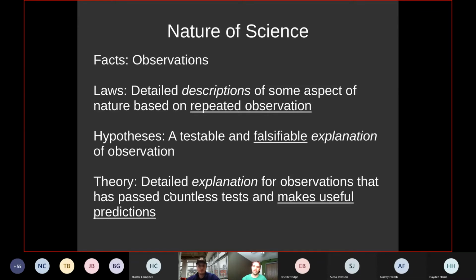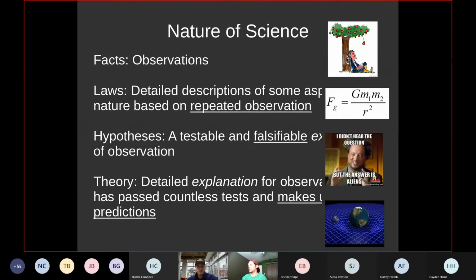Past countless tests, we've tried to prove it wrong. It, in theory, can be proven wrong, but we just haven't been able to over and over and over, and it makes useful predictions that we can use. So with the gravity example, we can look at this. We can make observations that things fall down.